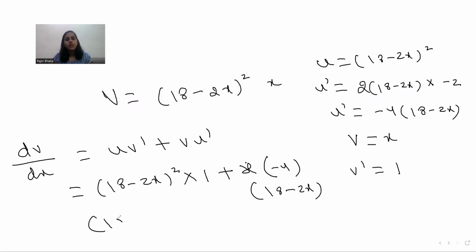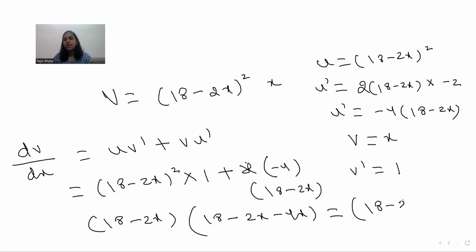Now we are going to take out 18 minus 2x common, so that inside the bracket we are left with 18 minus 2x minus 4x. So the two factors that we got are 18 minus 2x and 18 minus 6x. So the first step of the second derivative test is to equate it equal to 0 to find the values of x. Now if we equate them equal to 0, we will get two values of x: x equal to 9 and x equal to 3.